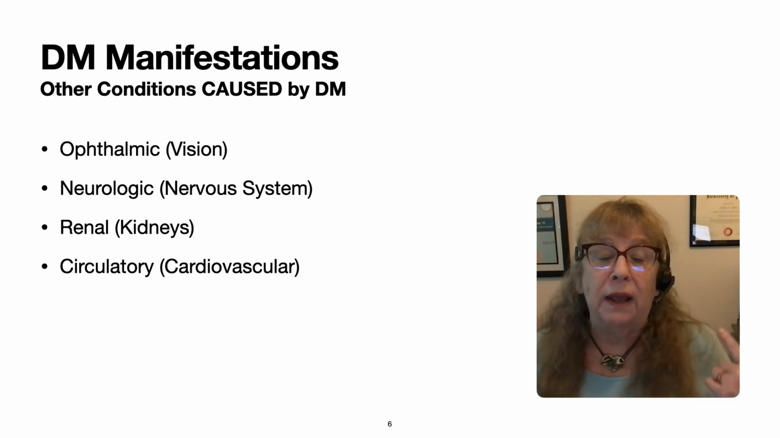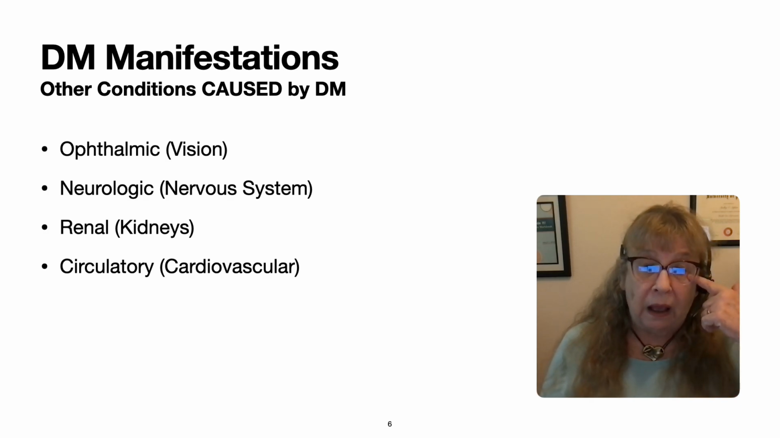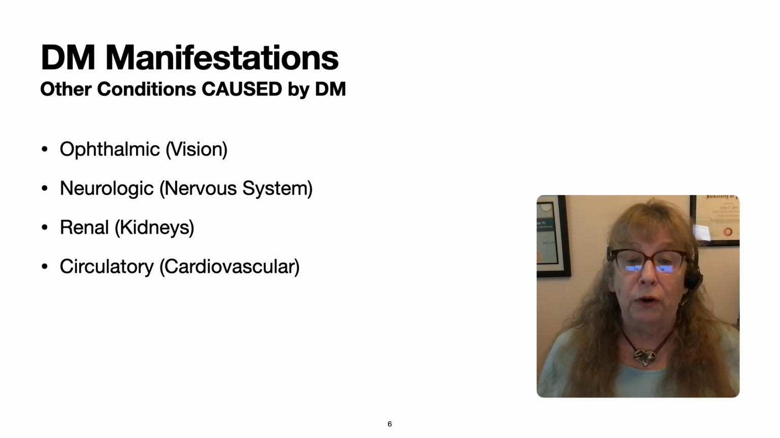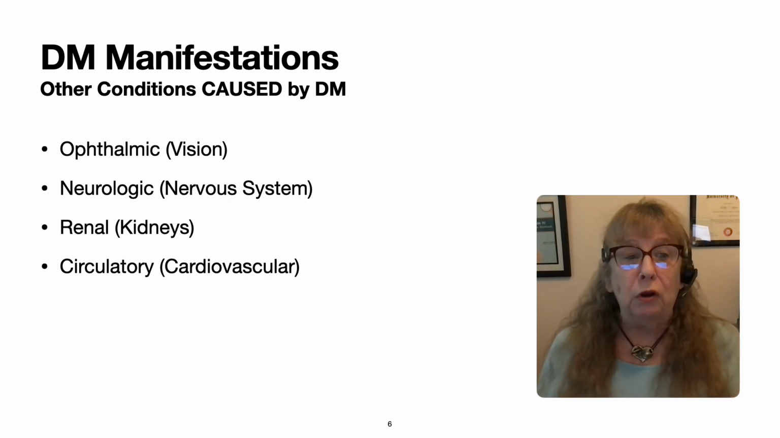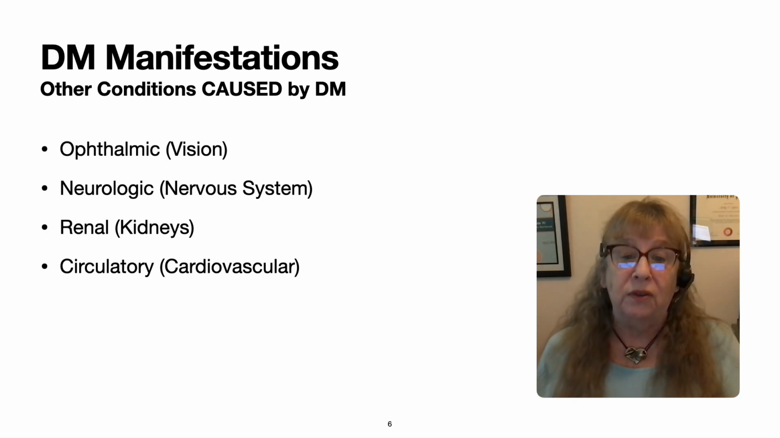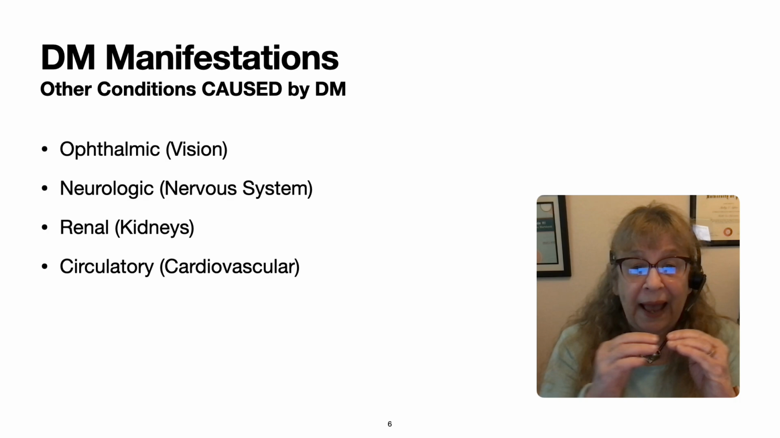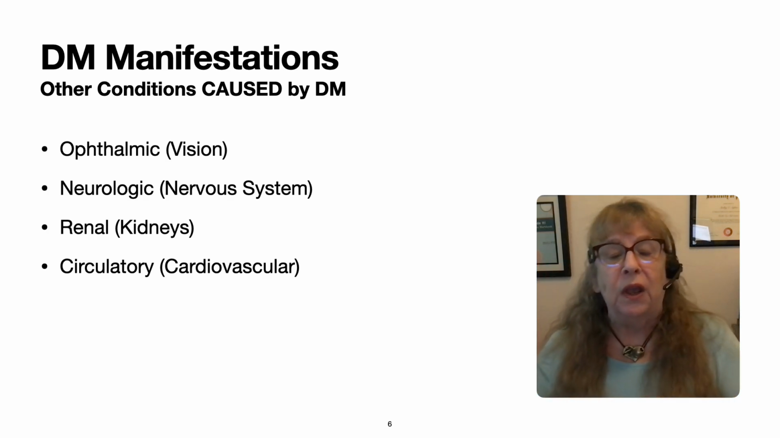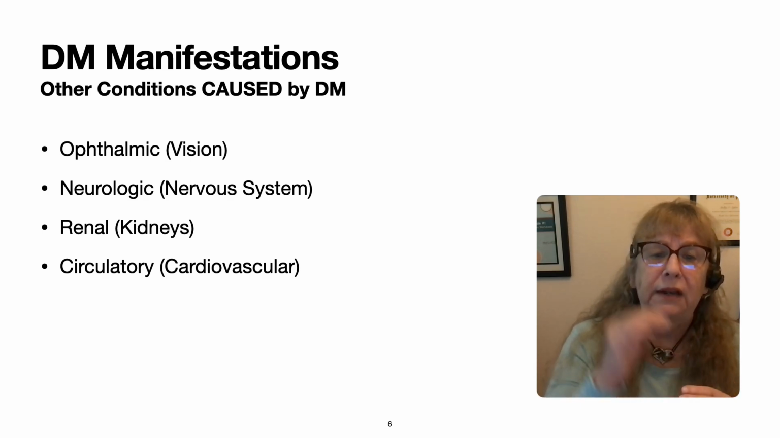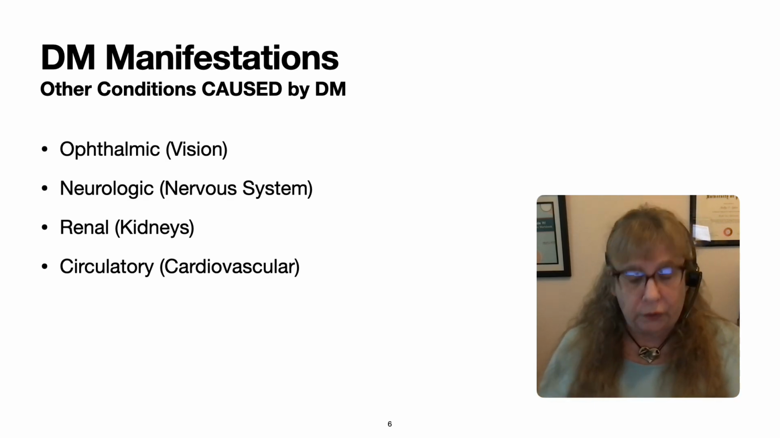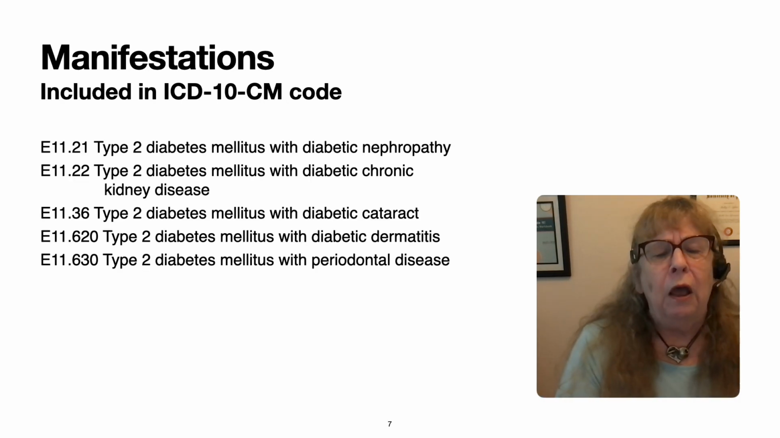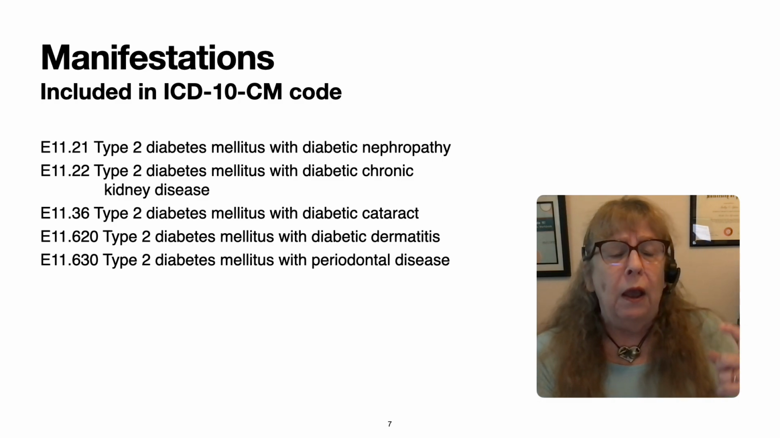Diabetes mellitus is known to affect the eyes, the nervous system, the kidneys, as well as the cardiovascular system. So you need to look for notations about diagnosed manifestations of this patient's diabetes, and the documentation has to connect them. This cannot be, "Oh, the patient also has." The documentation must say diabetes related or diabetes caused. Very important.